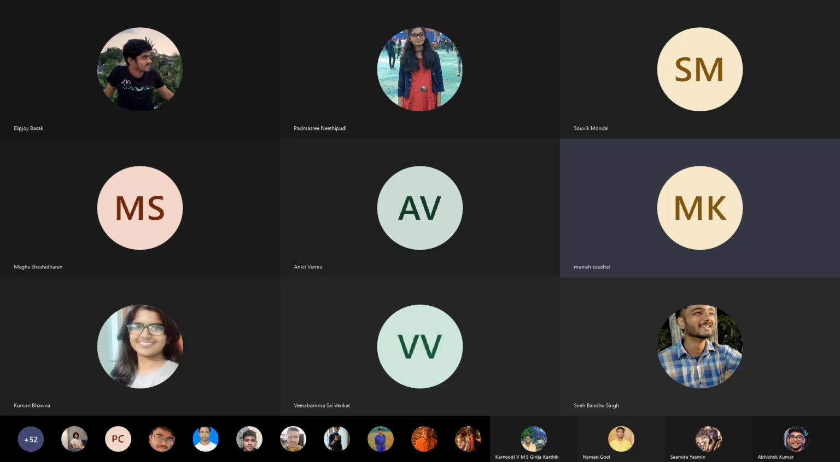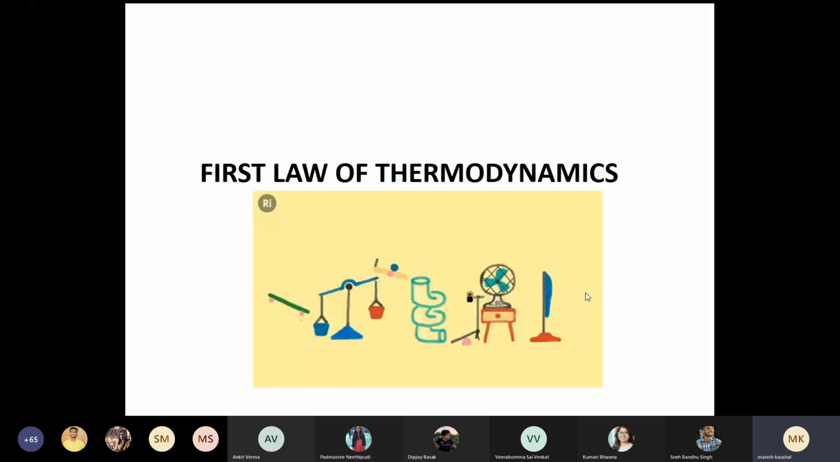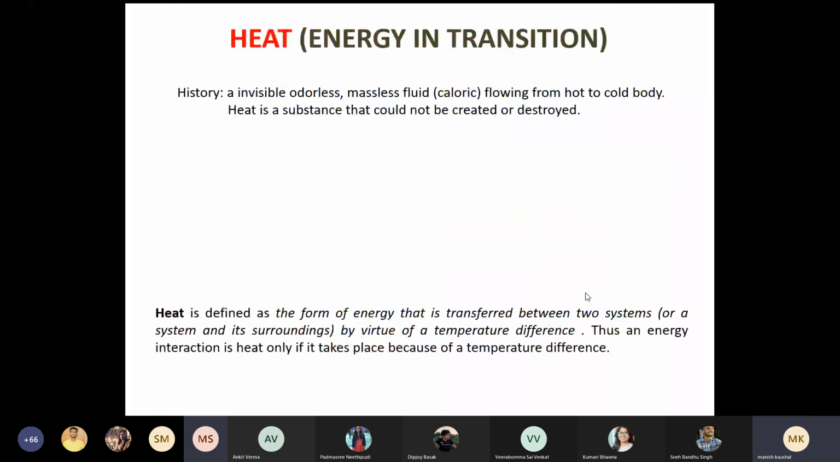Okay, so let me share the slide. So what I can do, screen share, desktop window, application window. So fine. Is the slide visible? Okay, perfect. Yes, sir, perfect.